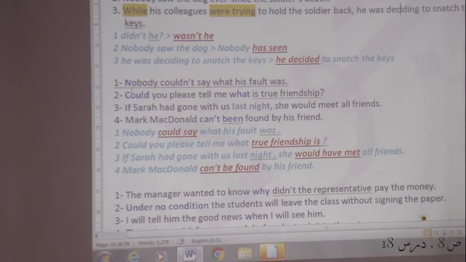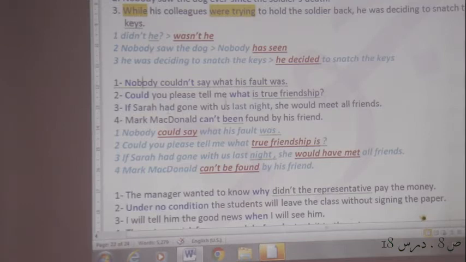Now, nobody couldn't. Here, no refers to negative. It is a negative word. And here we can say or write or use not. So, nobody could, not couldn't. Nobody could say what his fault was.